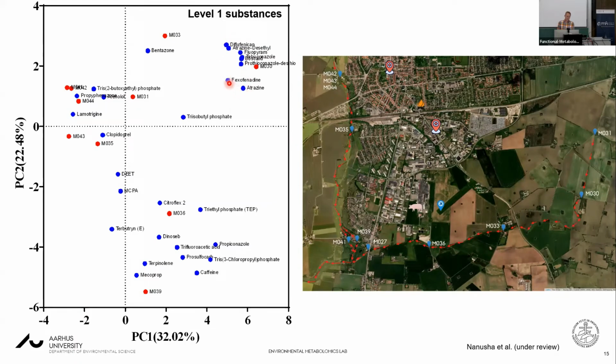And when we do this PCA plot of this, then we can see that some substances that are pesticide-like are highly associated with a sample from the agricultural area, this M30 here. And some samples are associated with pharmaceuticals and so on.